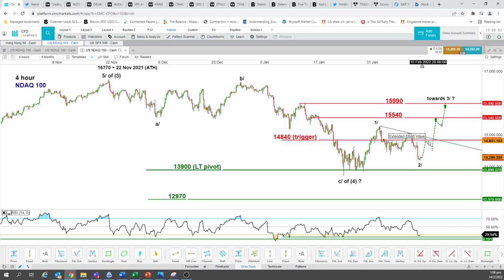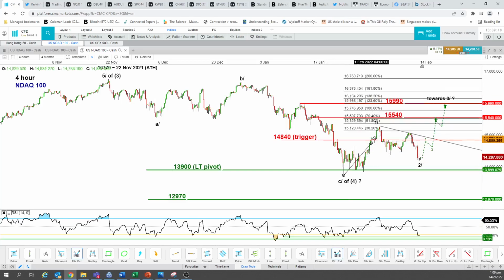So if we could have a 4-hour close above 14,840, a breakout from this short-term descending trendline resistance, it could actually increase the odds in first step to test that intermediate resistance level at 15,540, and a break above it should take us higher towards this swing high area of 13th of Jan at 15,990.